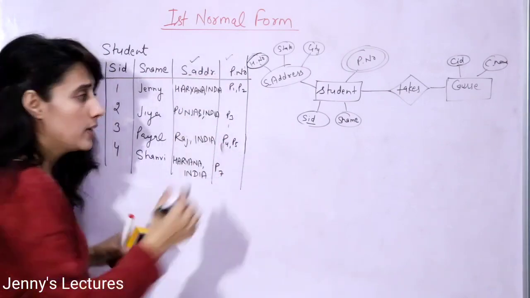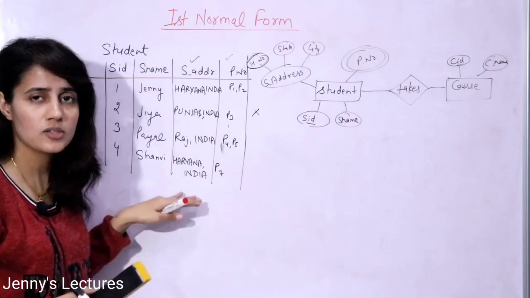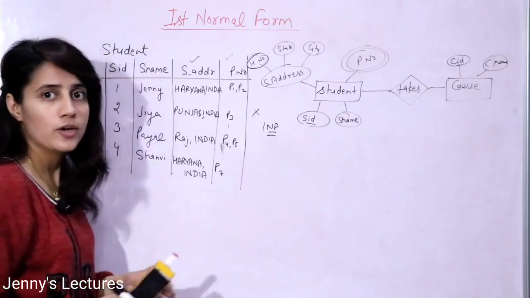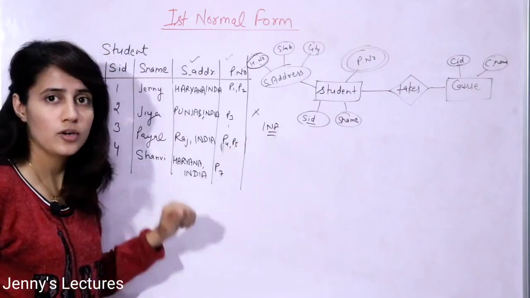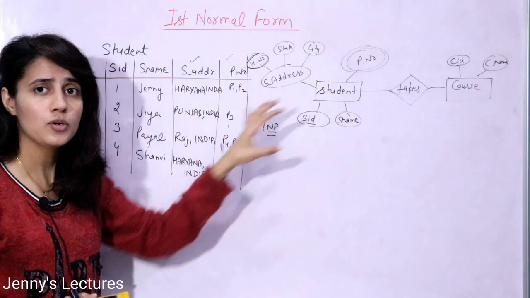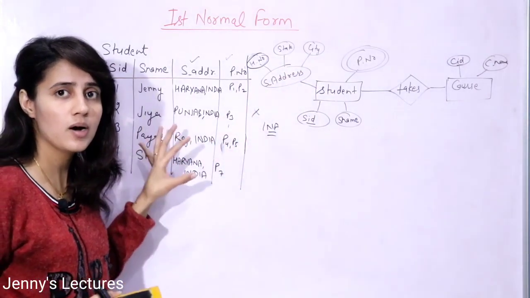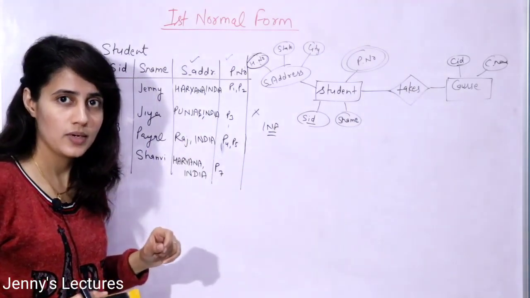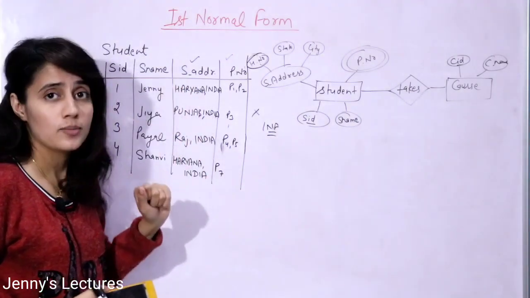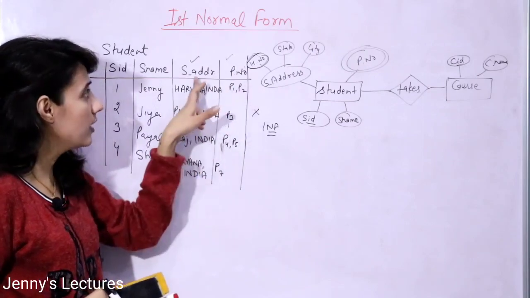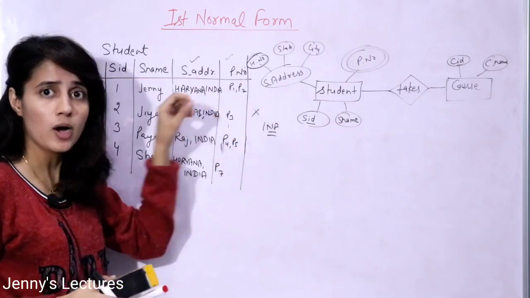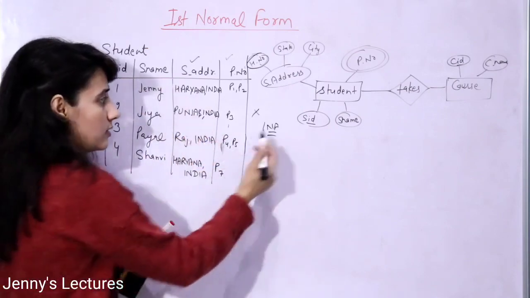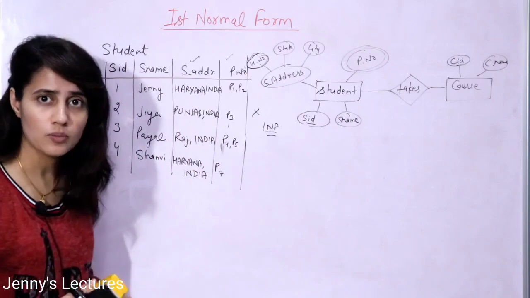But this relational schema is not in first normal form. You cannot convert it something like this. When you convert an ER diagram into a relational schema, the relational schema must not contain any multi-valued attribute, and composite attribute as well. Obviously we will write address and phone number here, but you have to convert it into first normal form. Why is this schema not in first normal form?